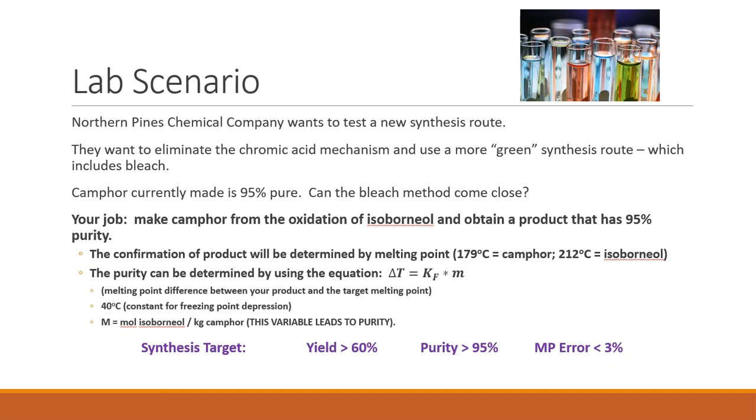You're going to see an equation, and it will say change of T is equal to Kf times m. Now, Kf and m represent something very special. The Kf is the freezing point depression constant, and that number is 40. So a 40 will go in for Kf every single time that you use this equation for camphor. The melting point difference is going to be the change of T.